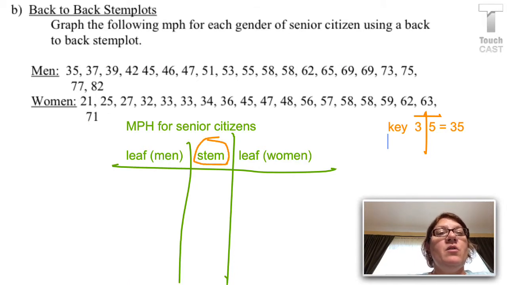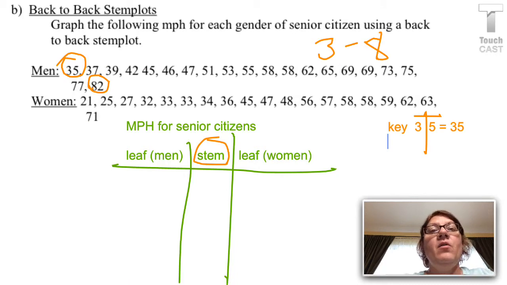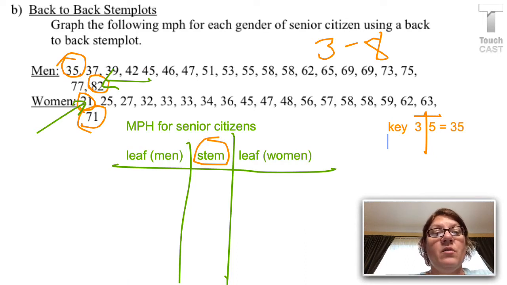So of course the first thing I want to do is see if I'm going to have 5 stems. When I look at the men, I notice I start in the 30s and I end in the 80s. So 3 through 8 would definitely be more than enough to have 5 stems, using one number for each part of the stem. And the women go from the 20s to the 70s. So between the two, the lowest number I'm going to have to hit is the 21, and the highest number is the 82. So I'll be making my stems from 2 to 8 down the center.